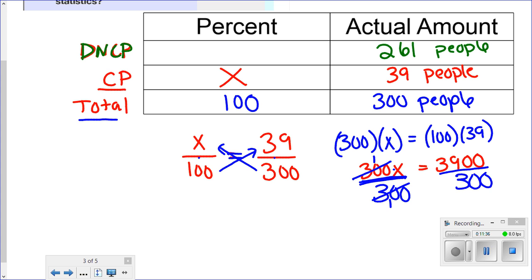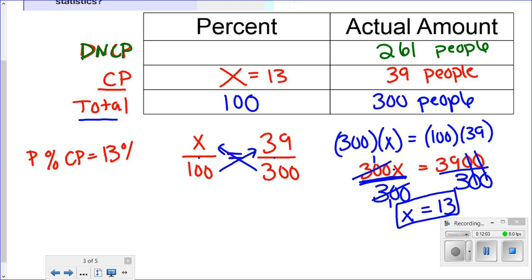These ones are going to turn into 1s. So we get x over here. It's actually 1x, but 1x is the same as x. And x is equal to, cancel out your zeros, 13. And you ask yourself, what were you trying to find? X is equal to 13. So the percent, I should say just percent, that carpooled is equal to 13%.